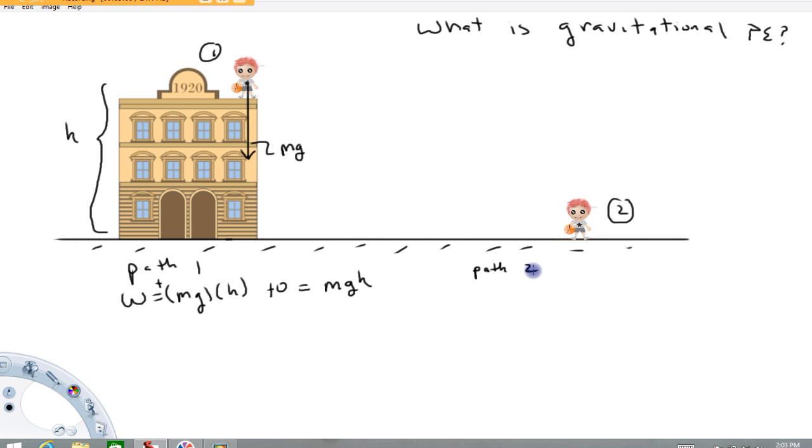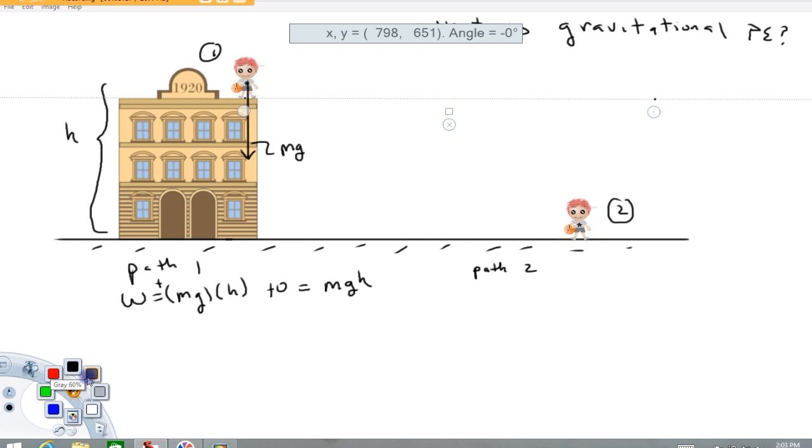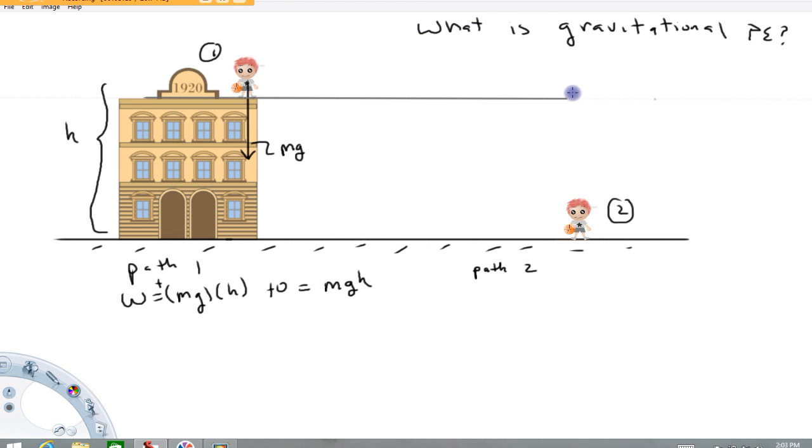In path 2, what we're going to imagine is that somebody takes a board or a beam or something, and it's nailed down so that Timmy can walk along this path. And then he gets on a ladder and drops down to here. Again, the details of the ladder are not extremely important. Just imagine that in some way, shape, or form, Timmy moves this way and then down.